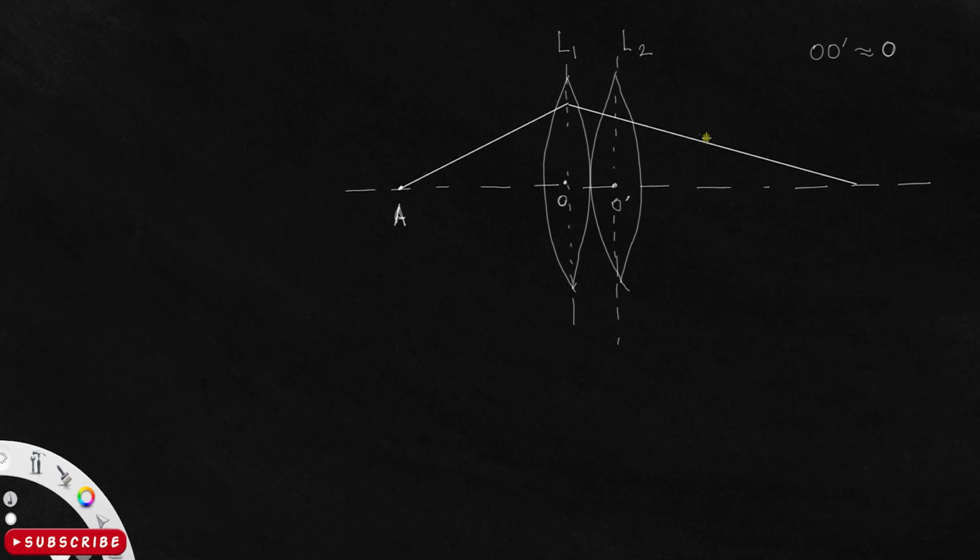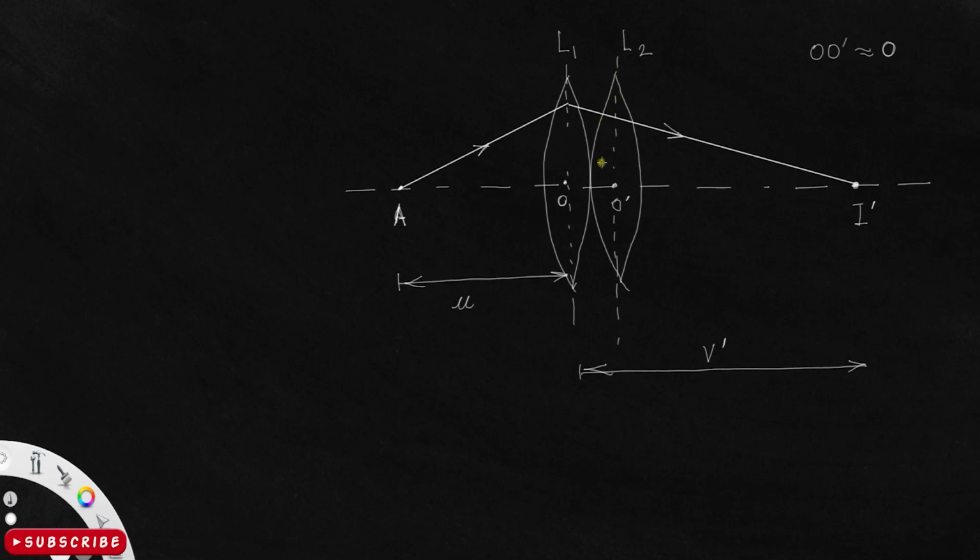Remember, let's mark this image as I dash. See, this I dash is the image formed because of the lens L1. And let's take this distance as U, the object distance, and take this distance as some V dash. Now, this is the path of the ray for the first lens.